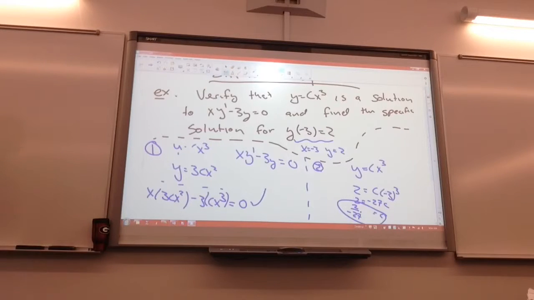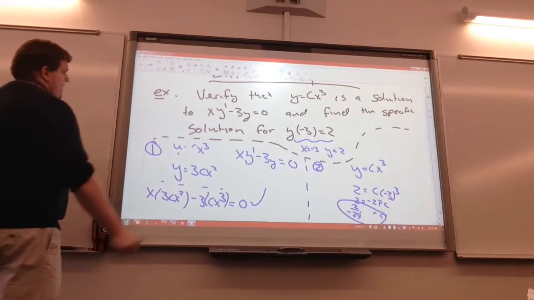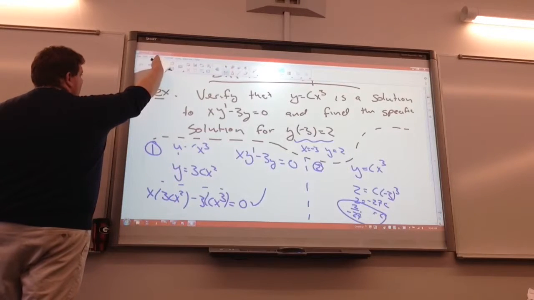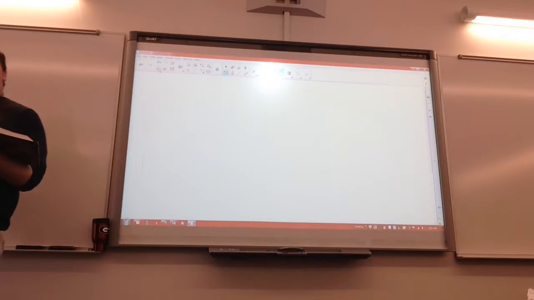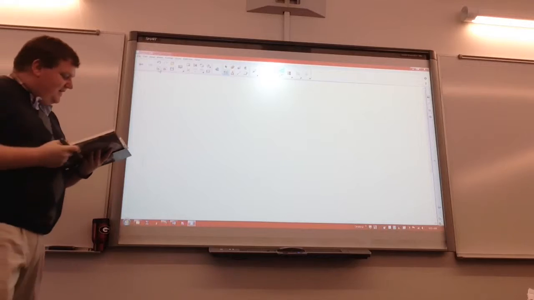Let's look at another example like this. This is going to be like one of the ones from the homework tonight. So you're done after you get to the c? Yeah, because all we're doing is verifying, and then figuring out the specific solution, which we did. That was it. Not hard, right?